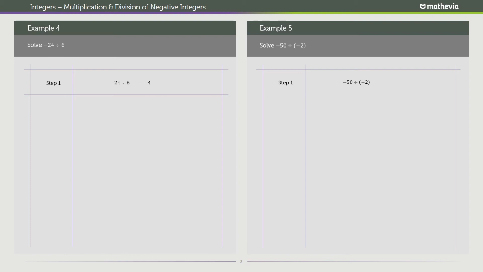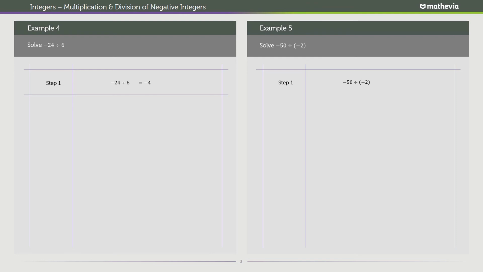It doesn't matter if the signs are negative or positive. As long as the signs are the same, you end up with a positive number. If the signs are different, you end up with a negative number. Just keep that in mind. If the signs are the same, you end up with positive. If the signs are different, you end up with a negative number.